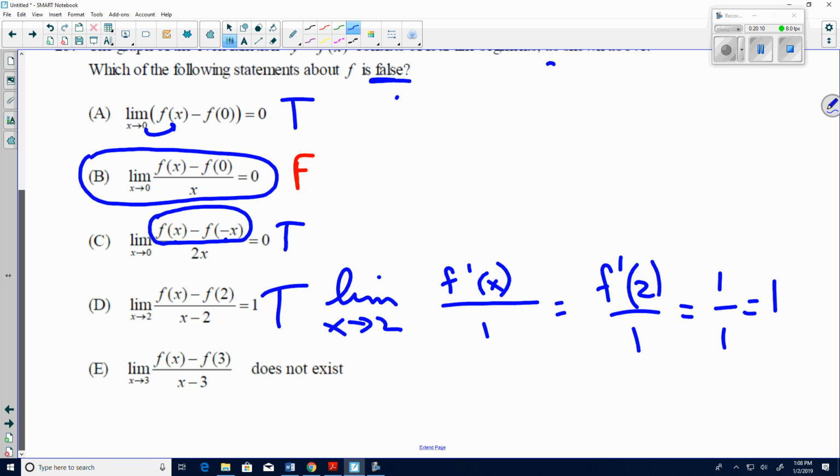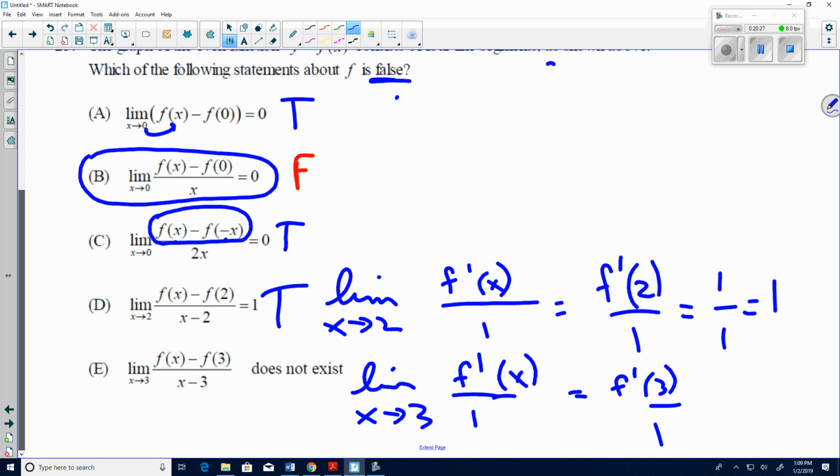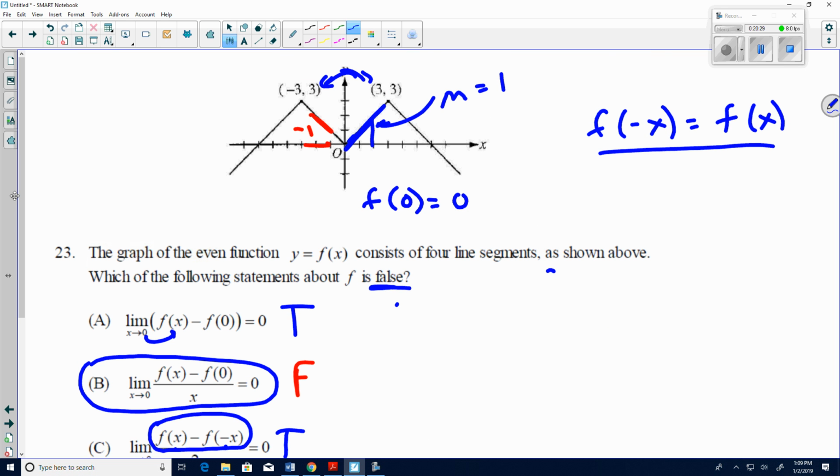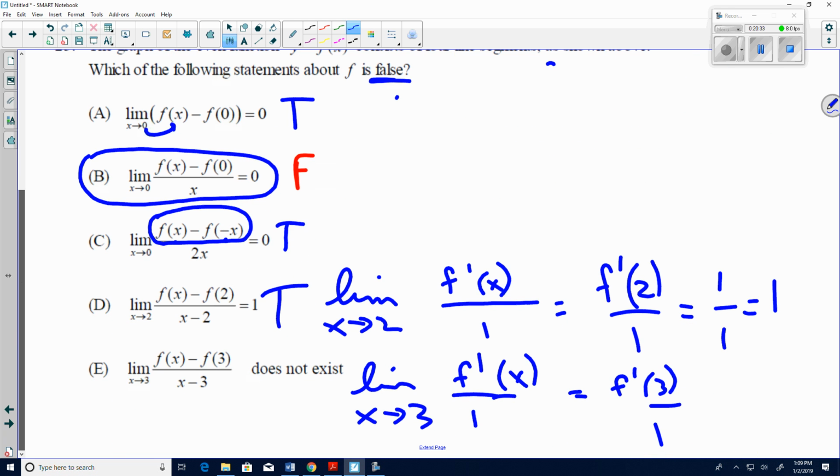And at 3, a similar discussion, we would get f prime over 1, and then take the limit as x goes to 3. So that's going to be f prime of 3 over 1. And so what's the slope at 3? Well, again, we see a corner there, so that does not exist. This is undefined. Right? So it does not exist. That's actually true. The only one that's false is choice B.